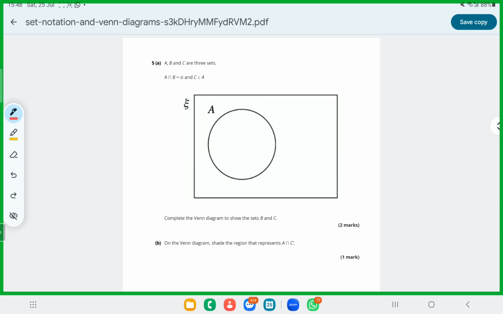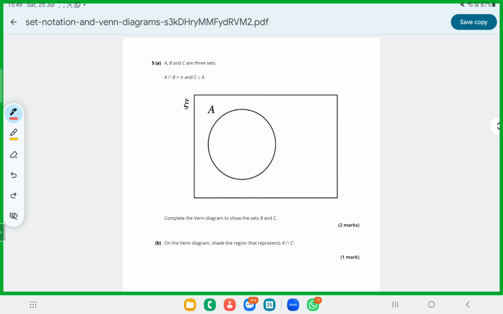A, B, and C are 3 sets. A intersect with B is phi. Ready? Can you hear me all? Okay. And C is a subset of A. What's the meaning of subset of A? It means all the elements of C are part of A.